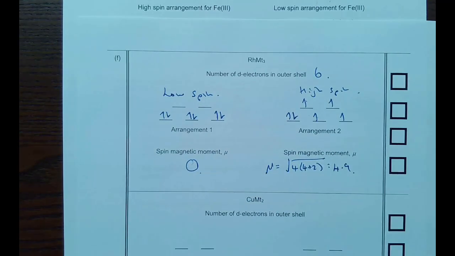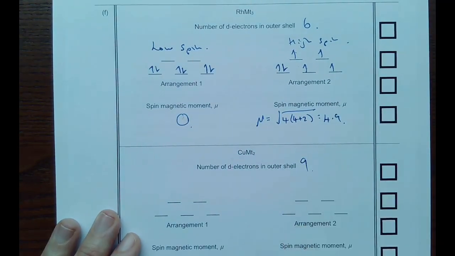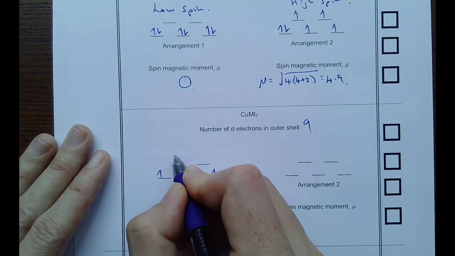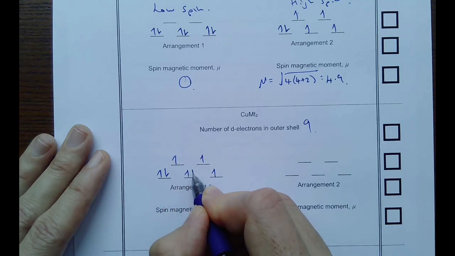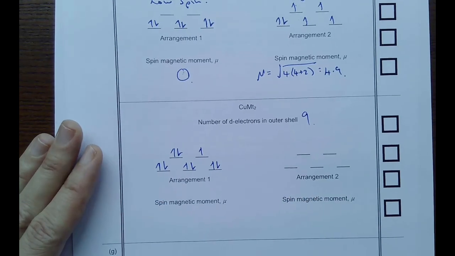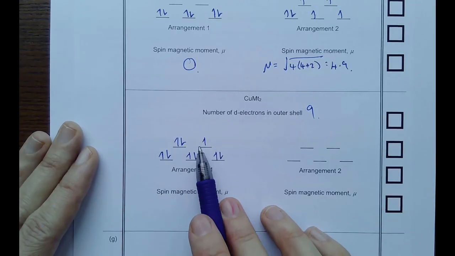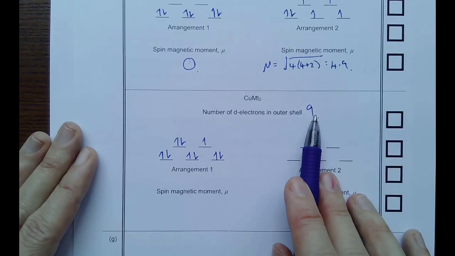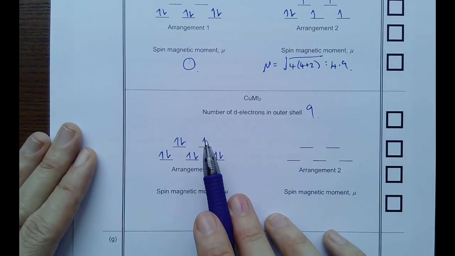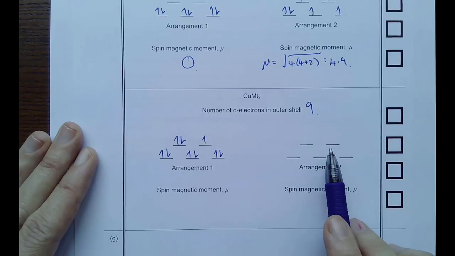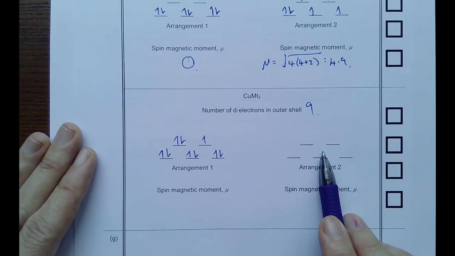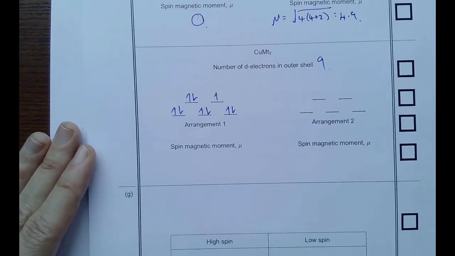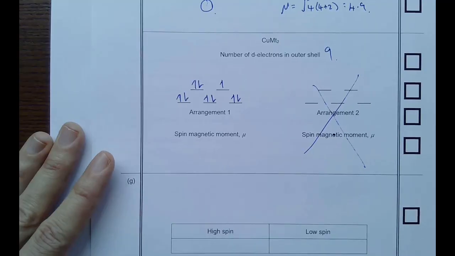Okay, so then I go, number of d electrons in the outer shell, 9, and then 1, 2, 3, 4, 5, 6, 7, 8, 9. So, as you can see, there's no other way of writing this electron arrangement. If I've got 9 electrons, I can only have 1 unpaired electron. So there's no other possible arrangement. No matter how I write it, I will always have only 1 unpaired electron. So there's no need to fill any of that in.